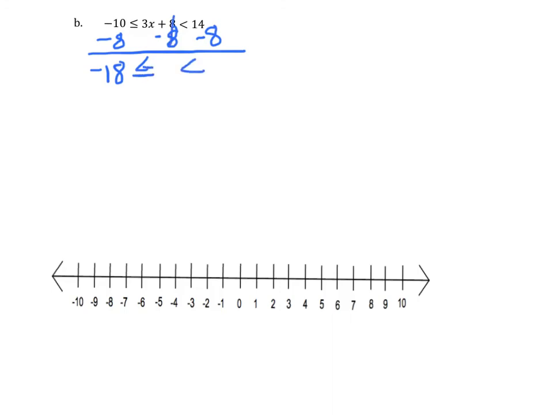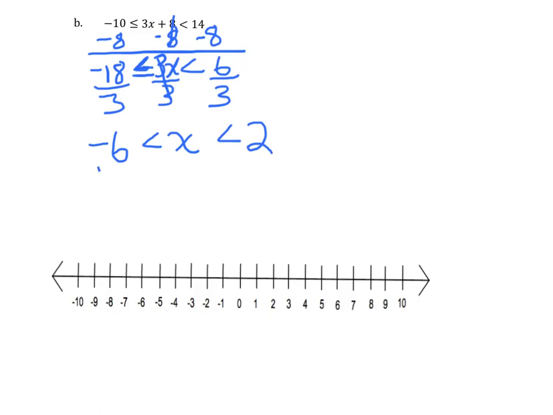And then 14 minus 8 is, oh, I left the 3x out. And then the 14 minus 8 is 6. Okay, that's still not solved for x. And that's a positive 3 here. All right, in order for me to solve for x, I got to divide each piece by 3. And I get a negative 18 divided by 3, which is a negative 6. These 3's cancel here. And 6 divided by 3 is 2.